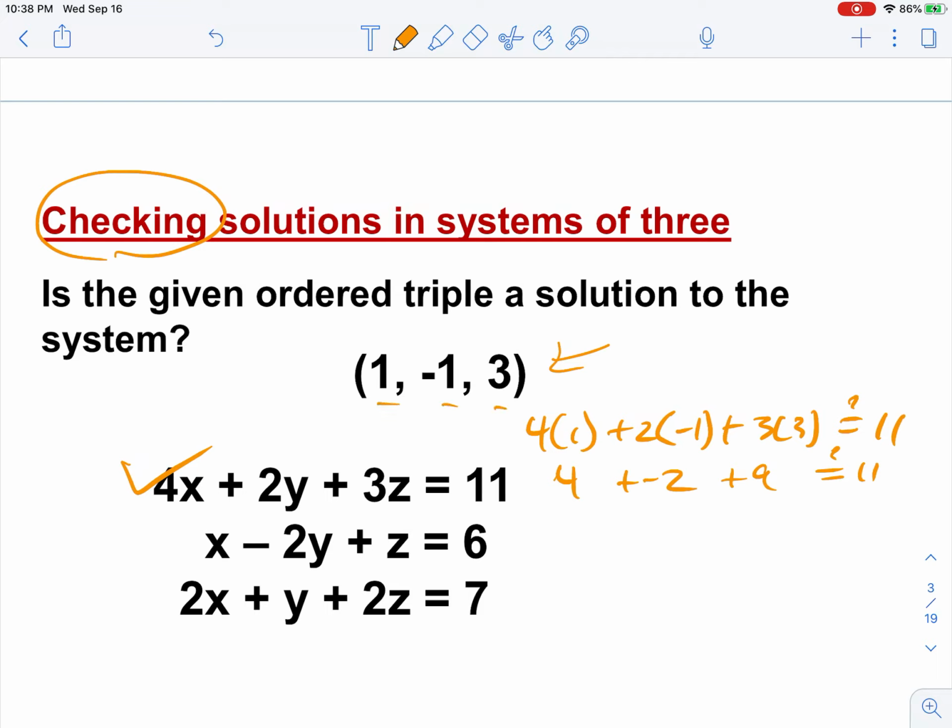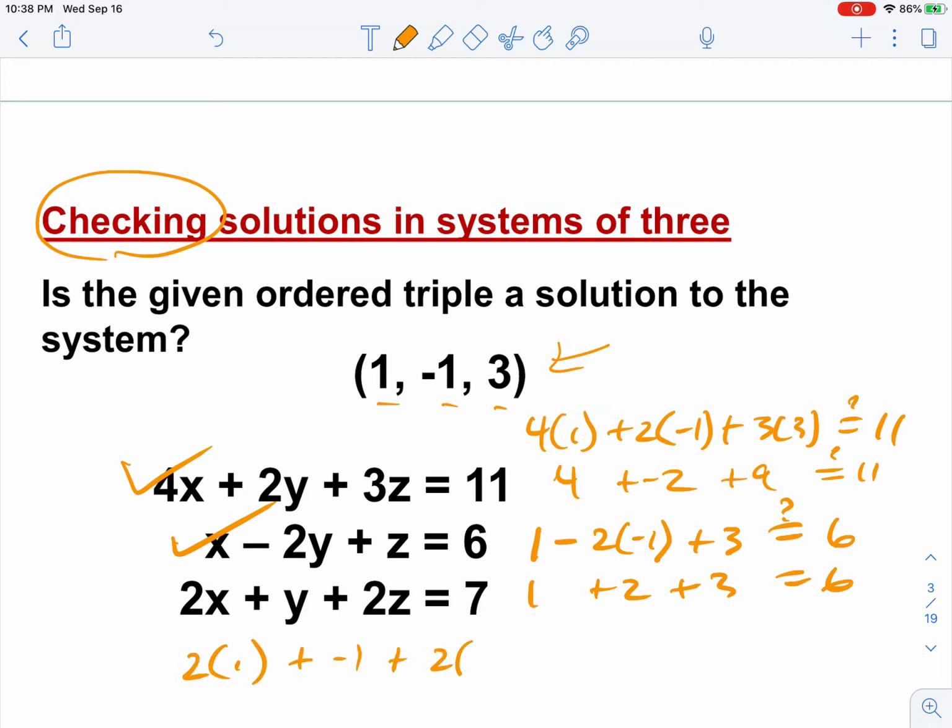And we put in x, y, and z for the second set of variables. 1 minus 2 times -1 plus 3. Is that equal to 6? Well, 1 plus 2 plus 3, yeah, that is 6. That checks off. And then in the last one, 2 times 1 plus -1 plus 2 times 3. Does that equal 7? We end up with 2 plus a -1 plus 6. 2 plus a -1 is 1, plus 6 is 7. So yeah, it just shows that you need to check.